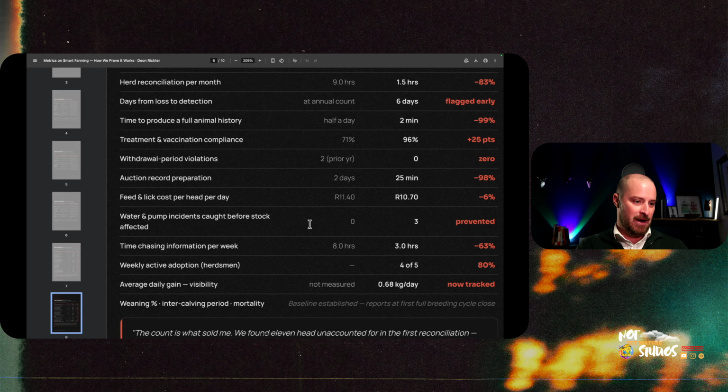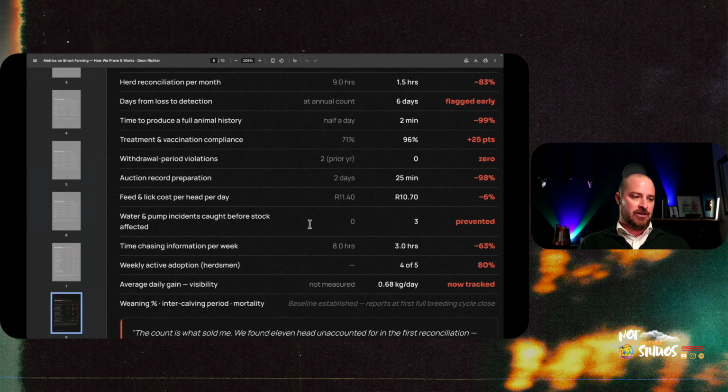Time chasing information per week used to be 8 hours. It's typically calling someone, hey, I need this, I need this invoice, I need this. Now, obviously, that 8 hours is down to 3, but we're taking that 3 down to 0. That's kind of like the purpose of this MVP.